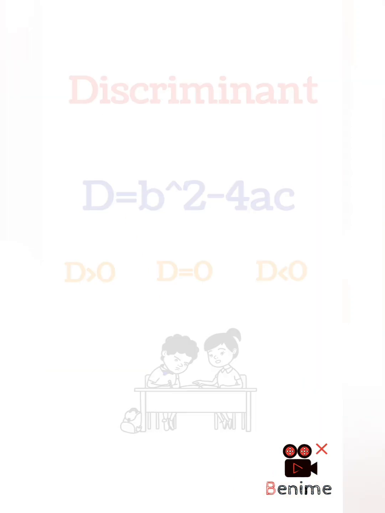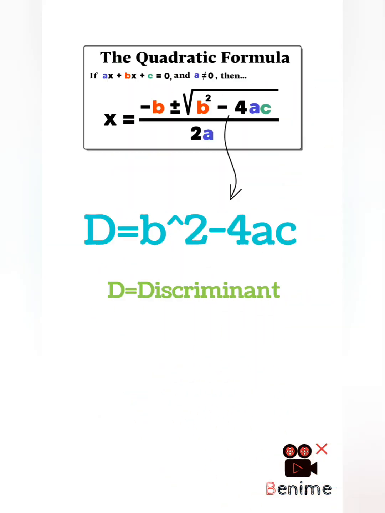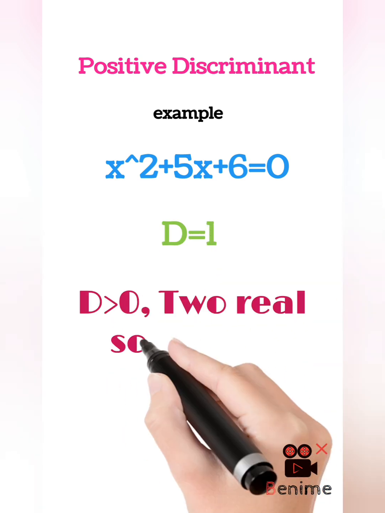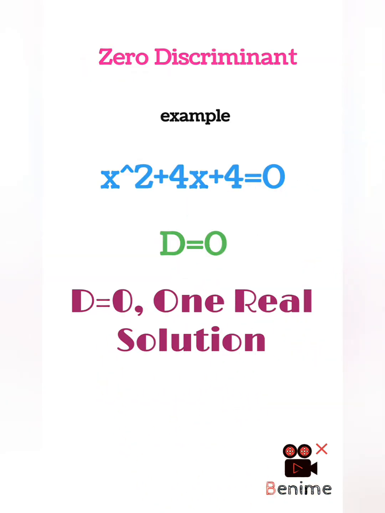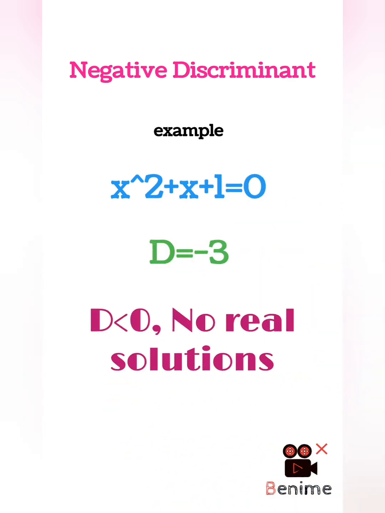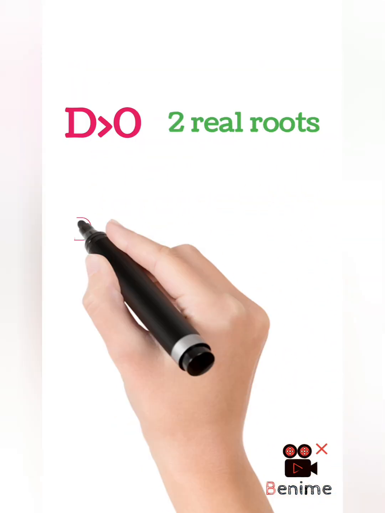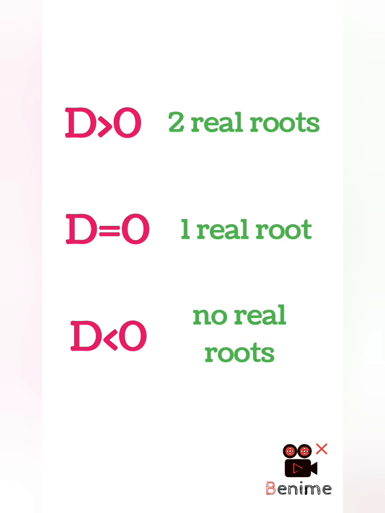Discriminant. The discriminant is given by b squared minus 4ac. Positive: 2 real solutions. 0: 1 real solution. Negative: no real solutions. We have the following results.